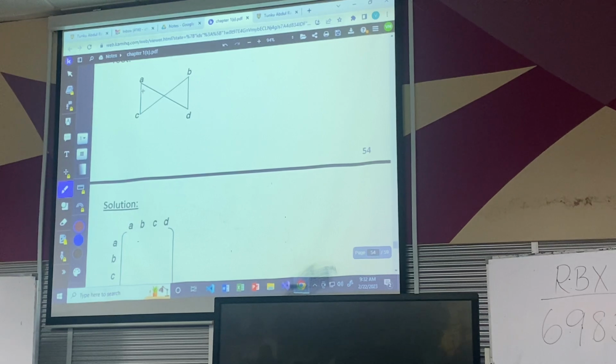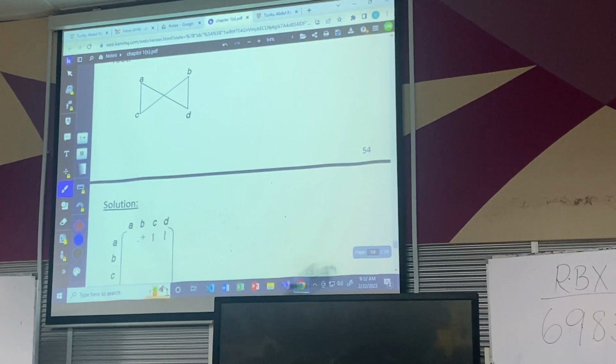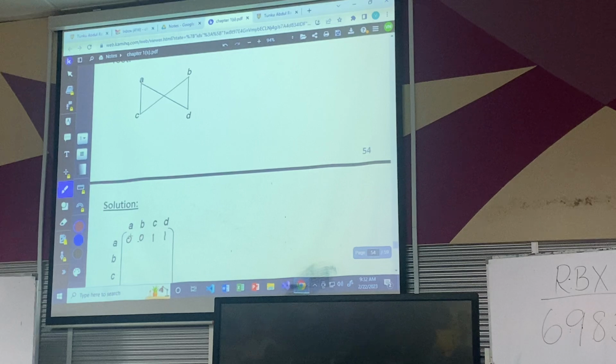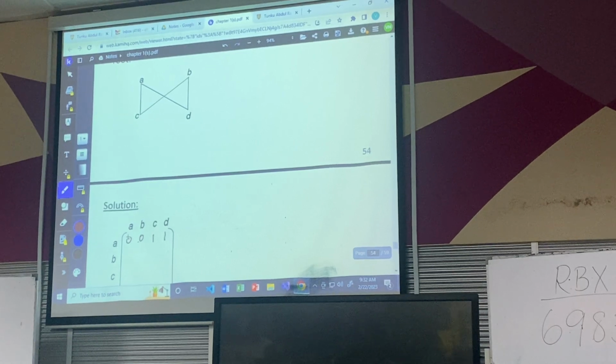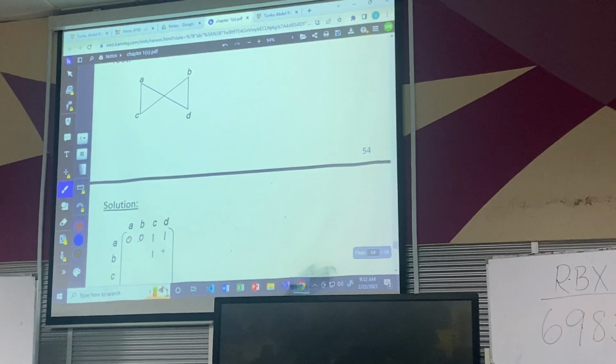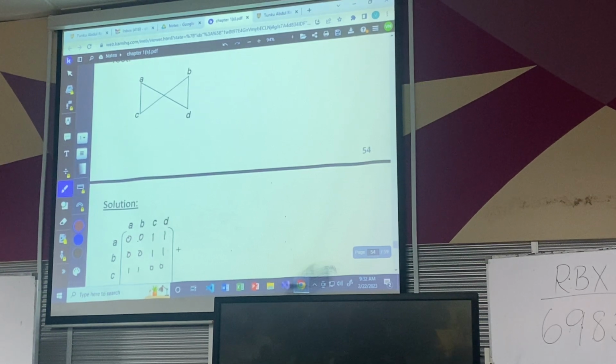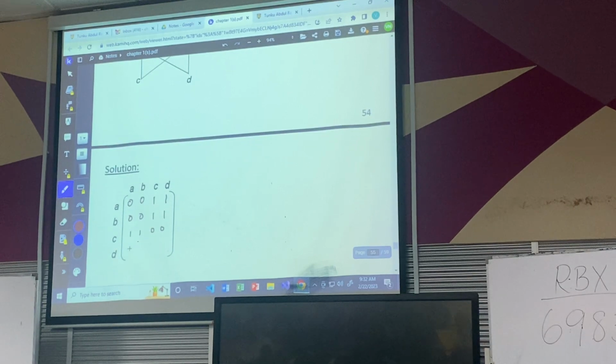For example, A is connected to D, so we write A to D is 1. A connected to C, so here is 1. Is A connected to B? No, so we put it as 0. B connected to C and D, so these two are 1. C connected to A and B, so these two are 1. And D connected to A and B also, so we have this matrix.